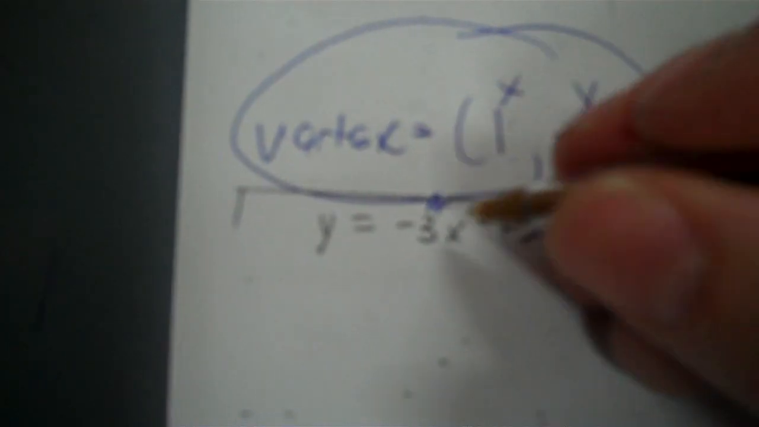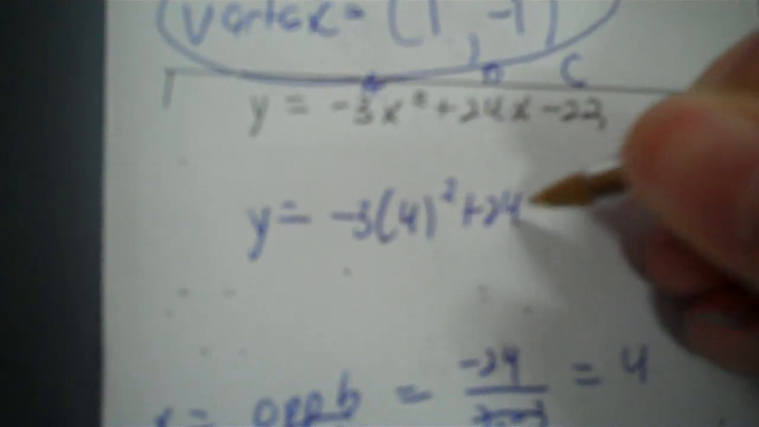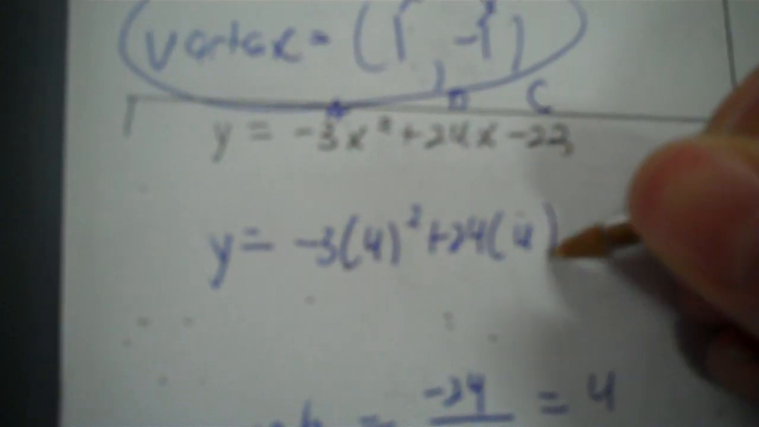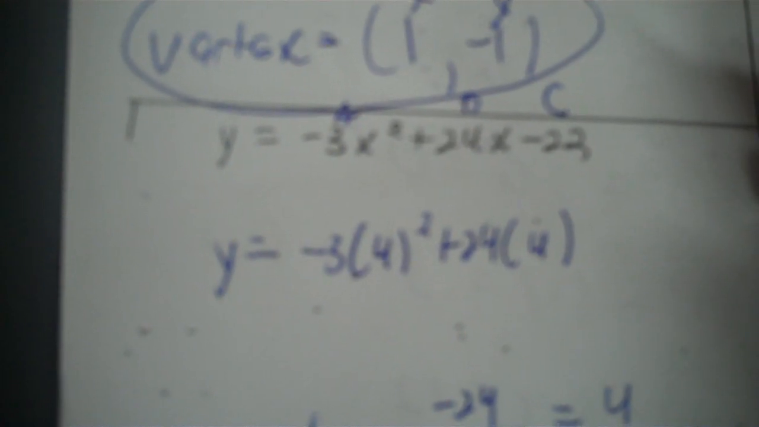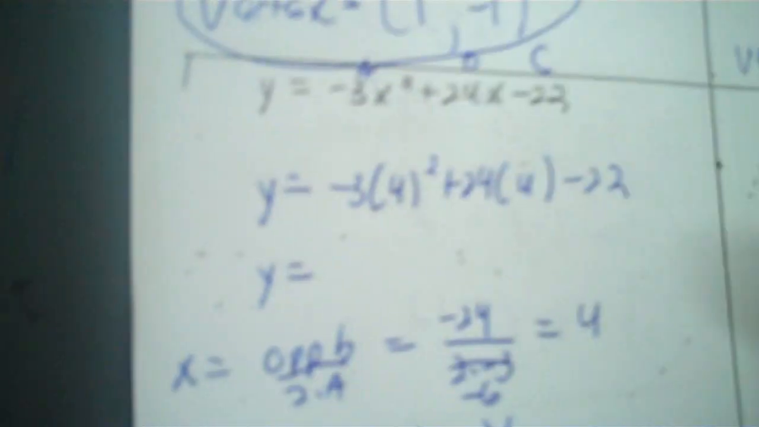Now to get your y, you simply replace the x variables, both of them, with this 4 value. Now instead of y being equal to negative 3x squared plus 24x minus 22, it's y equals negative 3 times 4 to the second plus 24 times 4 minus 22. So I will just plug that into my calculator.